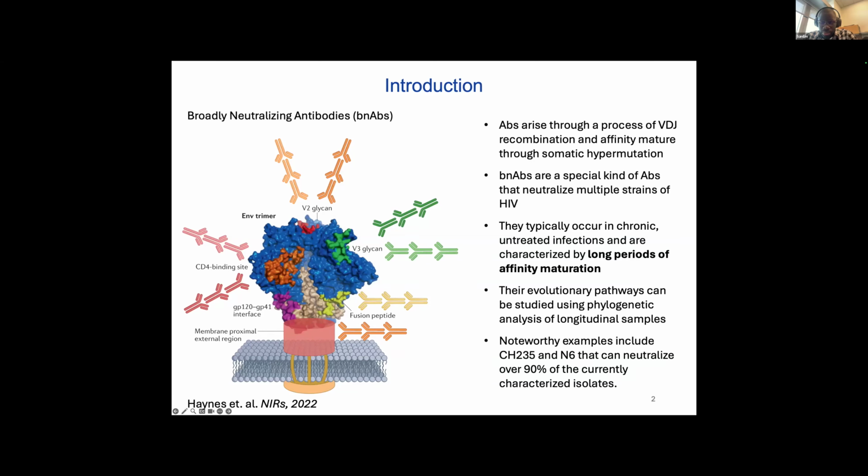However, in chronic infections, the process is significantly slower, such that the evolutionary dynamics can be observed and studied. Although rare, in chronic untreated infections, a unique subset of antibodies known as broadly neutralizing antibodies, or bnAbs, can emerge. bnAbs can neutralize diverse HIV strains. A good example is the CH235 and N6 that both can neutralize over 90% of the currently characterized strains. The figure on the right shows you the HIV envelope and the antibodies here. The longer arm is the heavy chain and the shorter arm is the light chain.